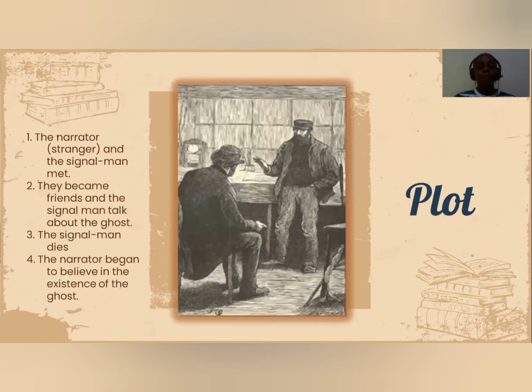The plot. The story begins when the narrator sees the signalman and is interested in talking to him. He goes down to the place where he is and they talk a bit, although the treatment is a bit cold from the signalman because he considers the narrator a stranger. They agree to see each other again. On the second visit, they become friends, and the signalman has the confidence to tell the narrator about the ghost that haunts him and gives him the message that a tragedy will happen.